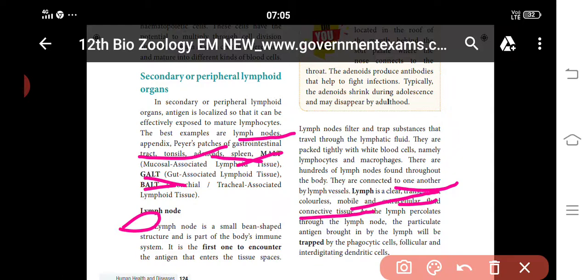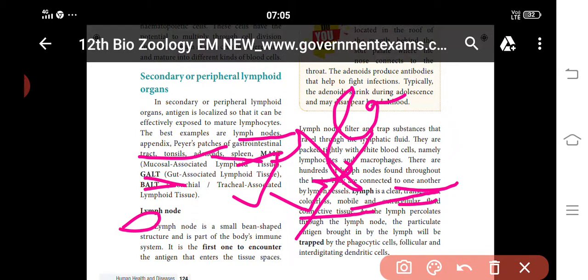The lymphatic system consists of lymphatic capillaries, lymphatic vessels, and lymphatic nodes. What are the lymphatic organs? Spleen, thymus gland, nodes, etc. Lymphatic capillaries are small vessels lined by endothelium. Lymphatic vessels are like veins. Lymphatic nodes and tonsils occur as clusters of lymph nodes.